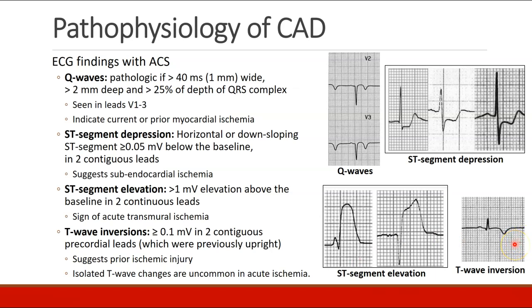T-wave inversions, defined as at least 0.1 millivolts in 2 contiguous precordial leads which were previously upright, suggest a prior ischemic injury. Isolated T-wave changes without ST changes as well are uncommon in acute ischemia, and we often use them as a sign that a patient may have had prior ischemia.